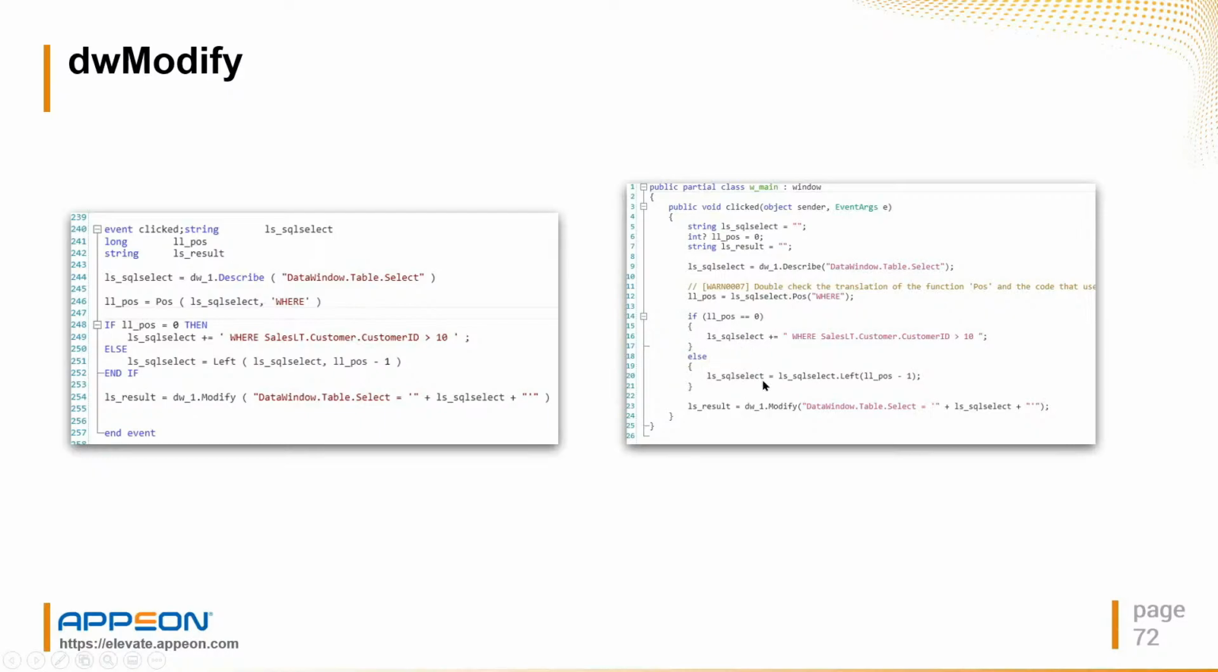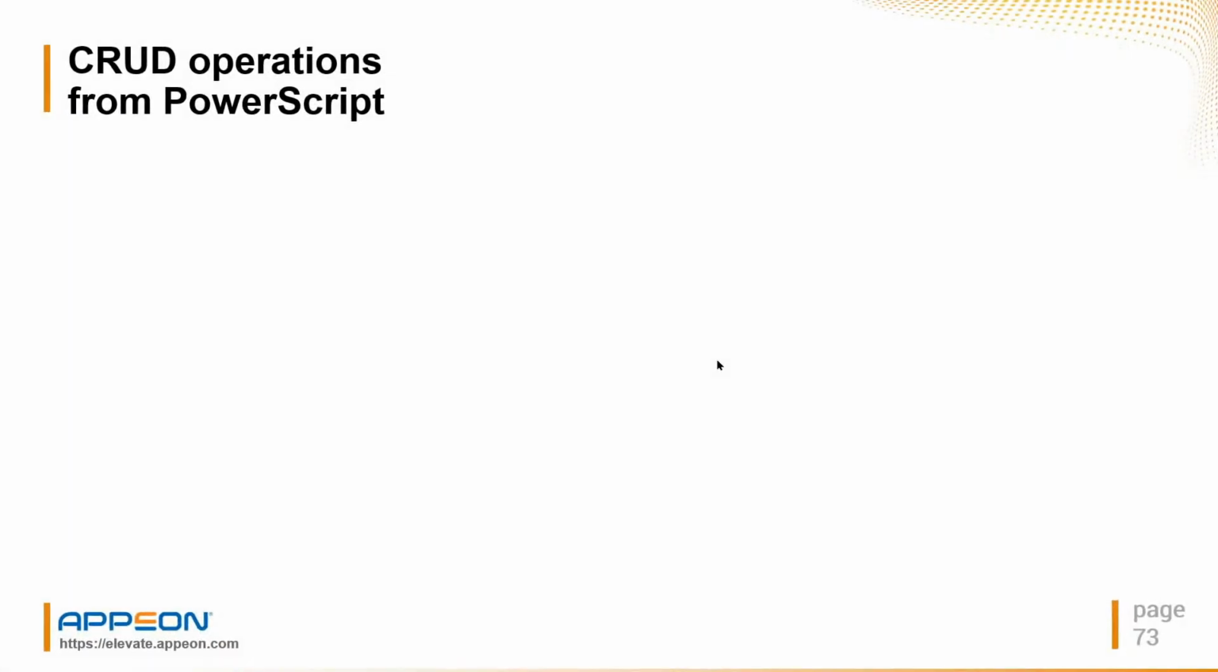Then we're just doing our standard C# if else, and using the left statement over here that now matches the PowerScript left statement. And then once again, we're using modify to put the modified SQL back into the data store. So that's how that works. So let's go on to CRUD operations.